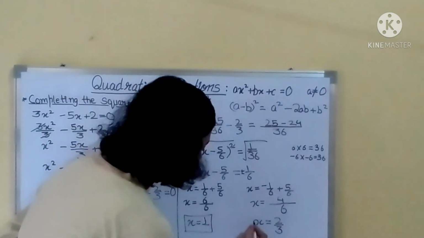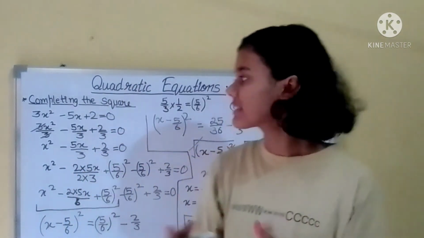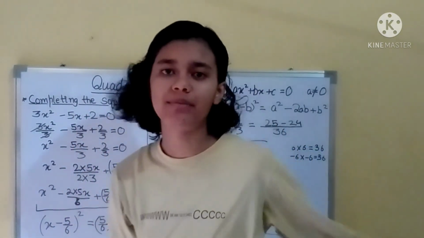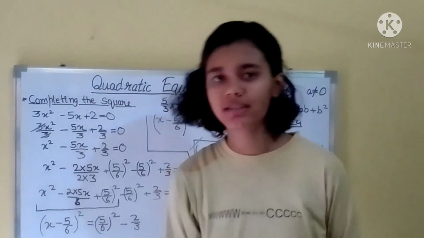So now we have found the 2 values of x by the completing the square method. So we have completed all the methods. Let's meet in the next video.